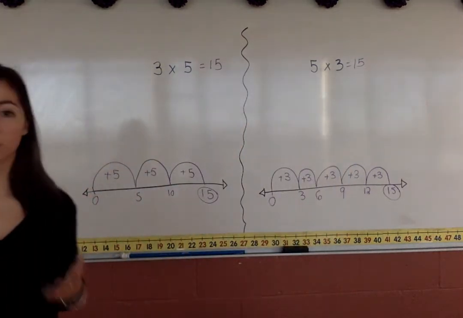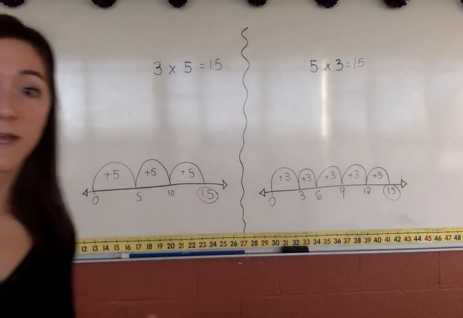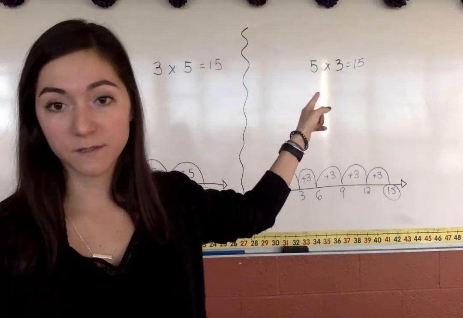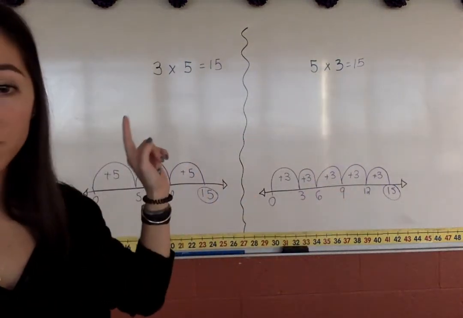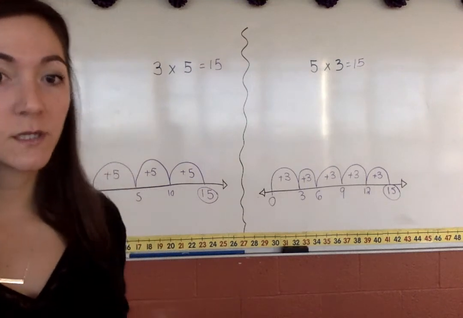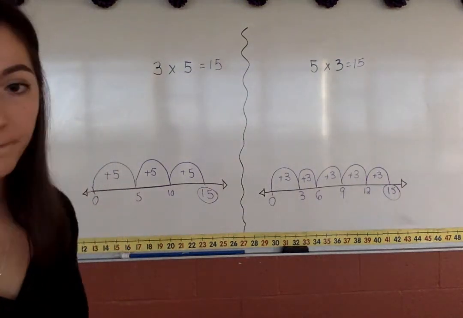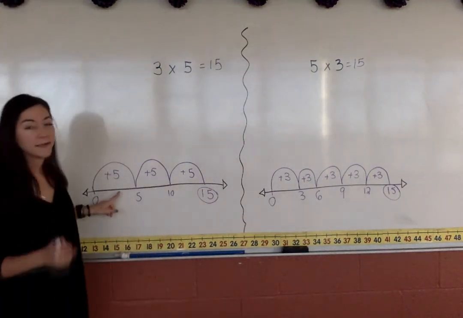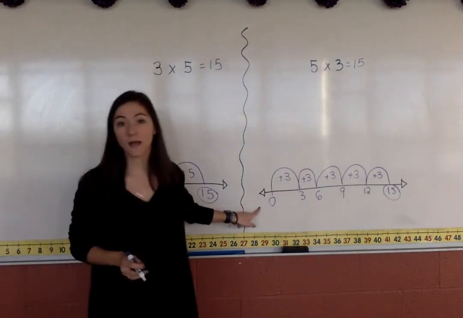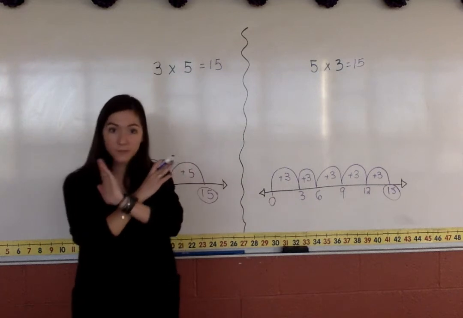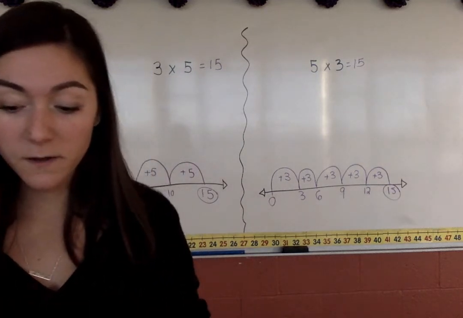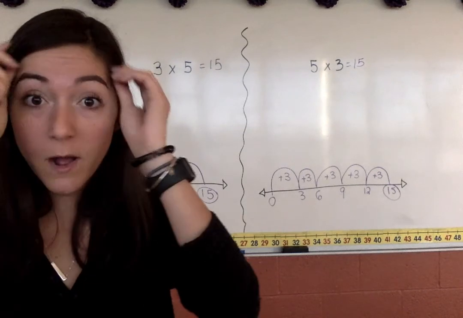So the commutative property tells us that it doesn't matter which factor comes first. It doesn't matter if the 3 comes first or the 5 comes first, because you will get the same product. Your number lines might look different. Here I took 3 hops of 5, and here I took 5 hops of 3, but they still both got me to 15. This will work with every single multiplication problem.